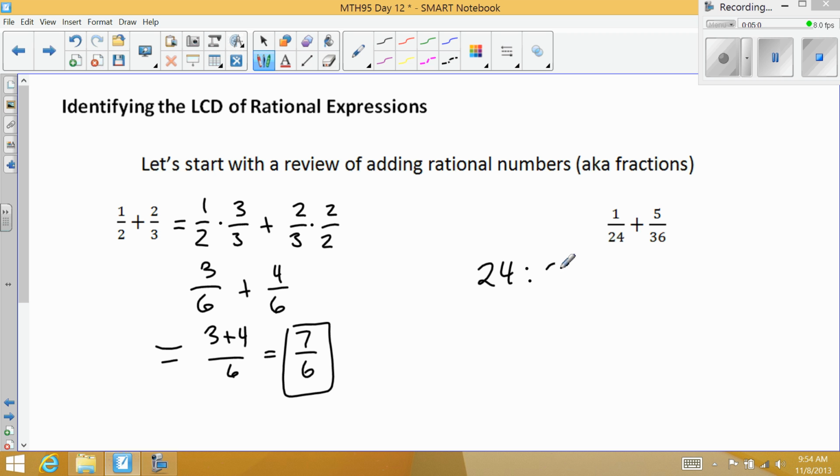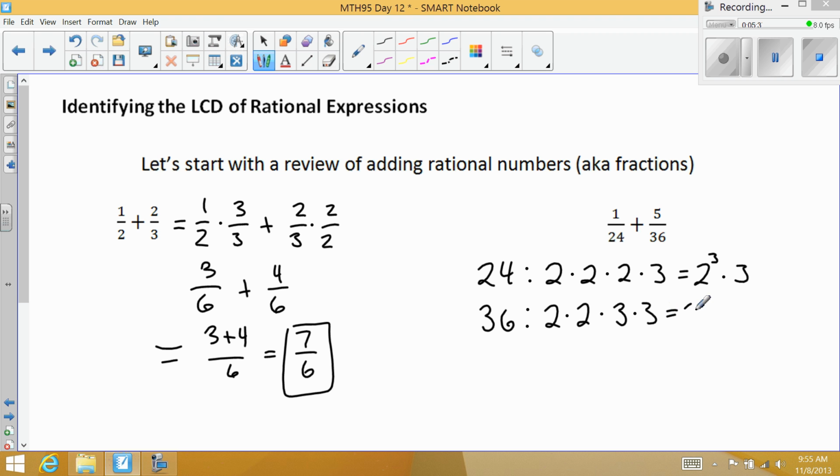24 is 2 times 12, and 12 is 2 times 6, and 6 is 2 times 3. So 2 times 2 times 2 is 8, times 3 is 24. And so this one, the denominator is 2 to the third power times 3. And then the 36: 36 is 2 times 18, 18 is 2 times 9, and 9 is 3 times 3. So let's see, this gives me 9 times 4 is 36. Yeah, checks out. So I've got 2 squared times 3 squared.